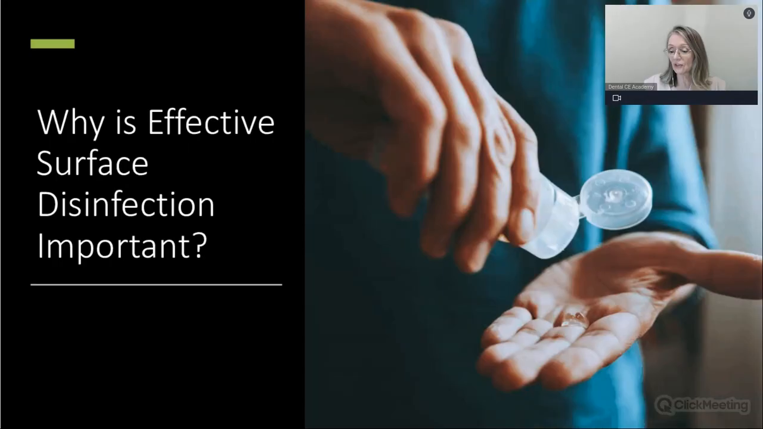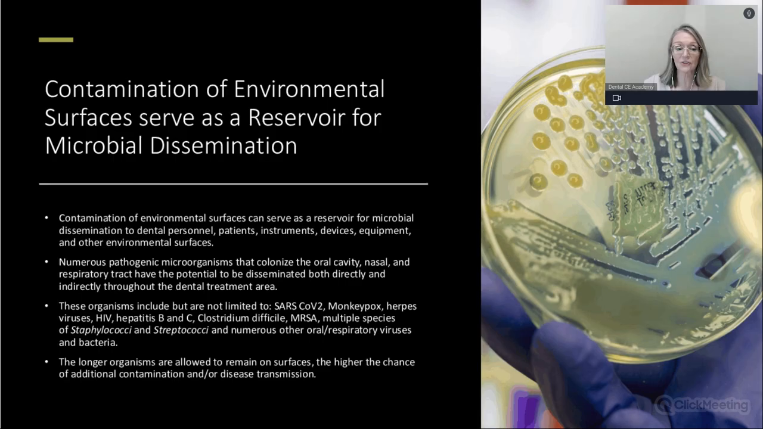Why is effective surface disinfection important? Well, contamination of the various surfaces in our dental practice are a reservoir for microbial dissemination, meaning adding to the chain of infection, okay? So these surfaces serve as a reservoir. We just spoke about reservoirs for microbial dissemination to dental personnel, patients, instruments, devices, equipment, and other environmental surfaces. There are many pathogens that colonize the eyes, the nose, the mouth, the respiratory tract. They have the potential to be disseminated both directly and indirectly throughout our operatory.